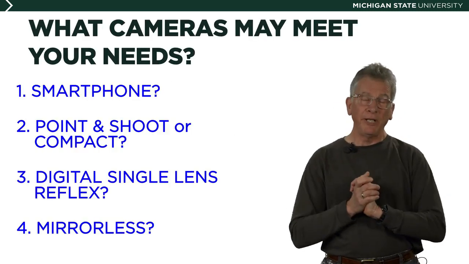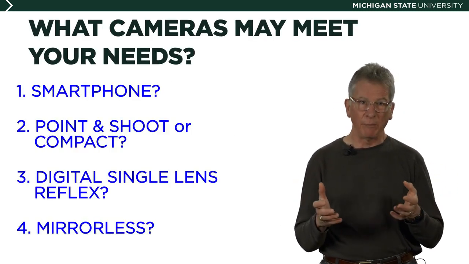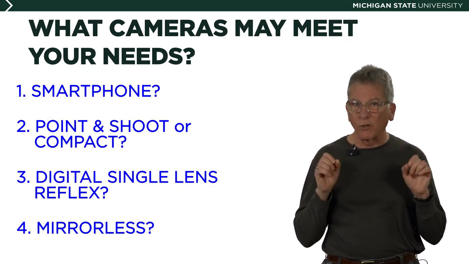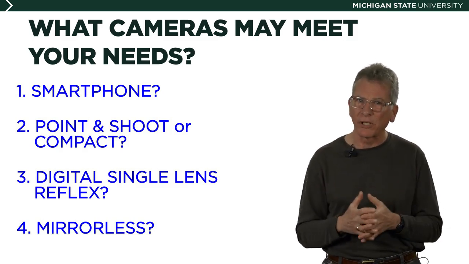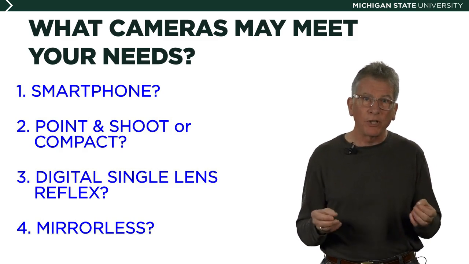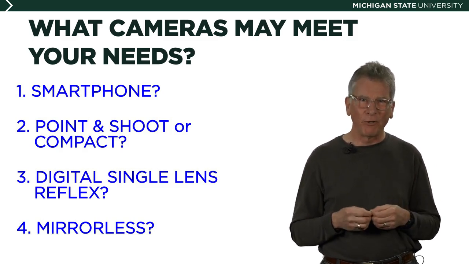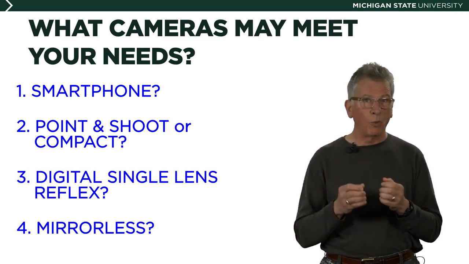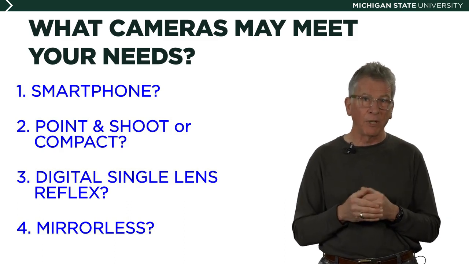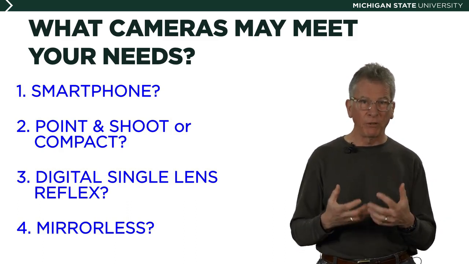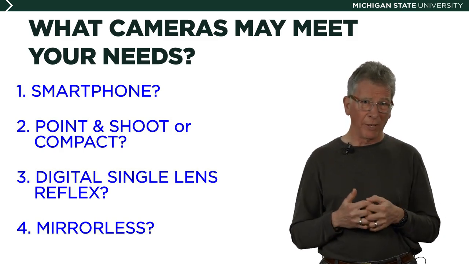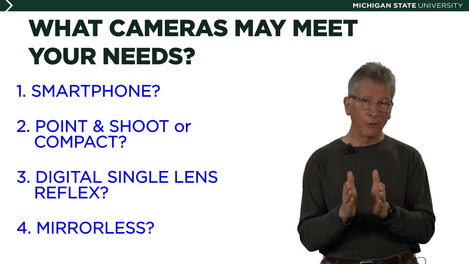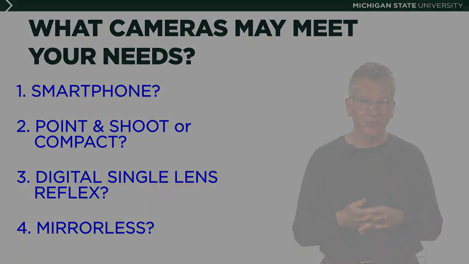Well, what cameras could meet your needs? Maybe it's a smartphone. Maybe it's a point and shoot, or maybe a compact. Maybe a digital single lens reflex, also called DSLR, or maybe it's a mirrorless camera. Well, maybe those are all new terms to you also. Understanding that vocabulary allows you to understand the capabilities that you need in a camera, what those general broad categories of camera are capable of, and how you can apply them to making your photographs better. Not only that, but how you understand the camera you presently own and how you look for the camera you're going to buy next.